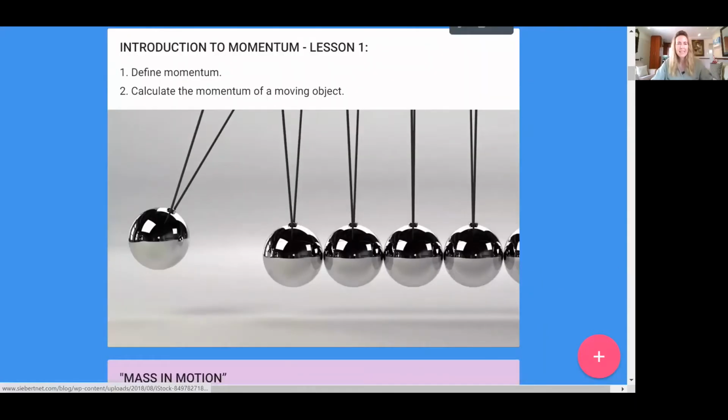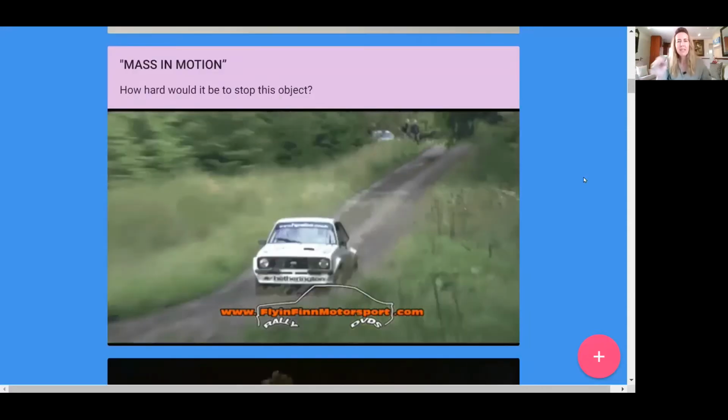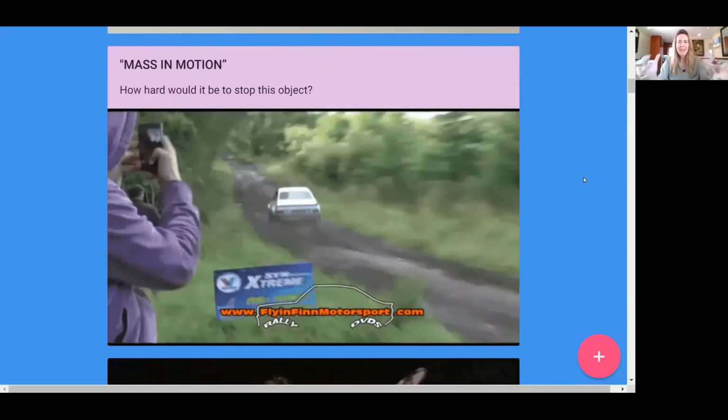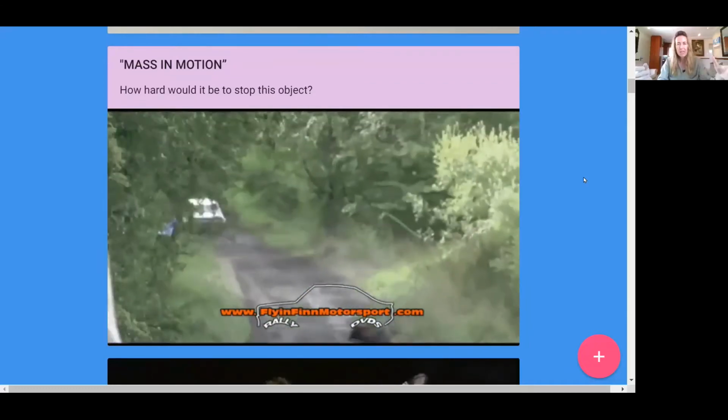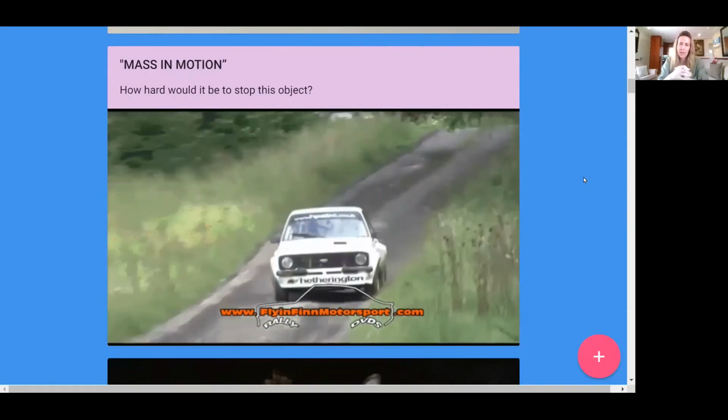Today's lesson is an introduction to momentum. We're going to define what momentum is, look at the formal definition for it, and also do some calculations on the momenta of moving objects. So I would like you to think of momentum as mass in motion. It is an indication of how hard it is to stop an object.